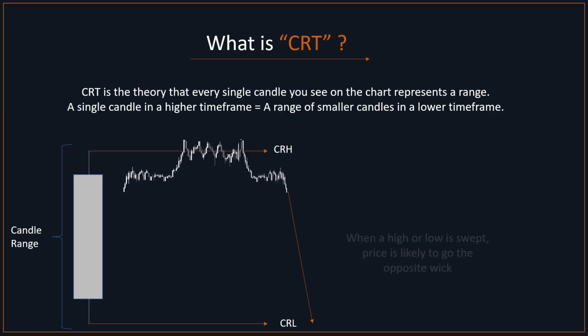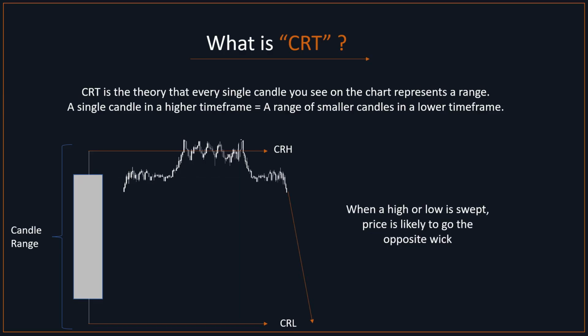Moving on to liquidity, we've got our high marked as CRH and our low marked as CRL. When either the high or low gets swept, the price usually moves to the opposite wick. For example, if the price sweeps the top, it's likely to move downwards. Here, you can see the price swept liquidity at the top and then dropped all the way down.